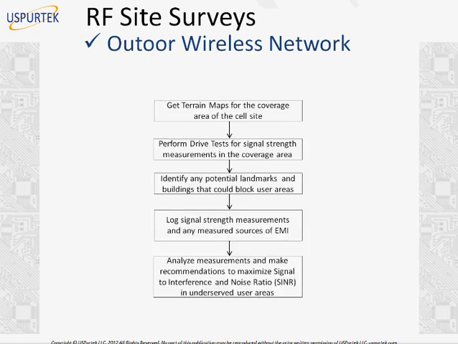Okay, so for outdoor surveys, outdoor wireless networks where you have a cell tower involved, the procedure is basically the same, but there are certain differences. Because there you have terrain involved, you have to get the terrain maps for the coverage area of the cell site, whether it is a flat area, or an area with hills and mountains, or an undulating site. Then you perform a drive test for signal strength measurements in the coverage area.